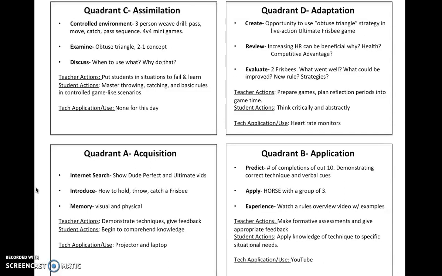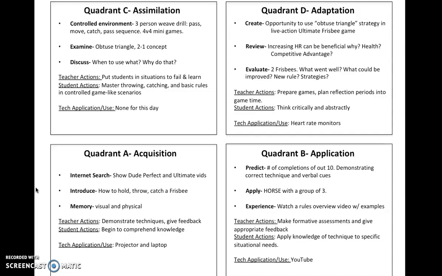Next, we would introduce how to hold the Frisbee, how to throw the Frisbee, catch it, and this is where demonstrations with students and myself would begin to allow students to commit things to memory, whether that be visual by watching, and then physical by trying, by simple drills, playing catch, giving them opportunities to stick and learn with the information being given to them.